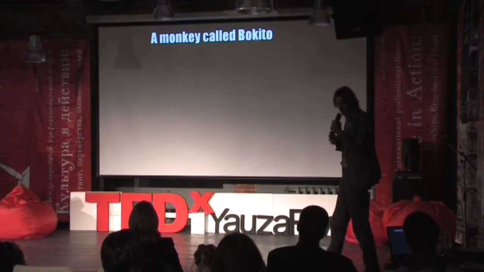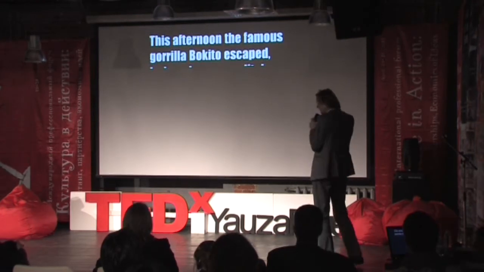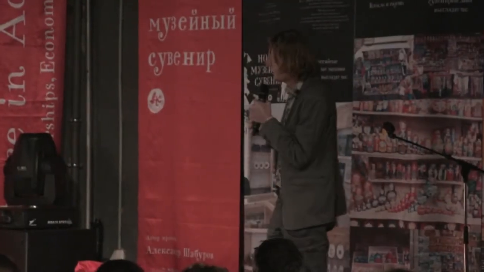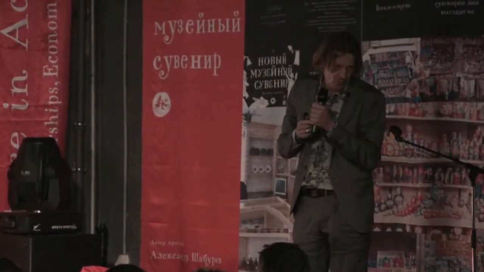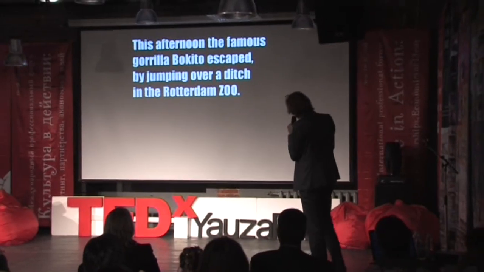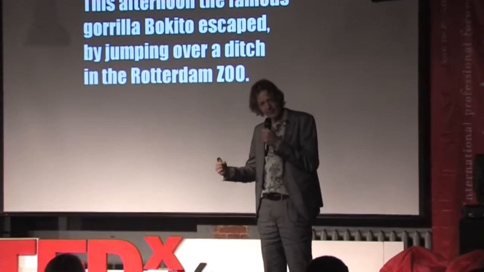Then another thing with text. Once we were working for a newspaper. And that day, we were doing art direction. That day, the news item came in that a monkey called Boquito, a gorilla, escaped from the Rotterdam Zoo by jumping over a ditch. Now look at this. A monkey, a gorilla, named Boquito, escaped from his cage in the zoo by jumping over a ditch.